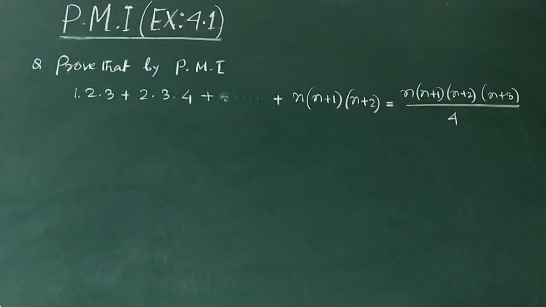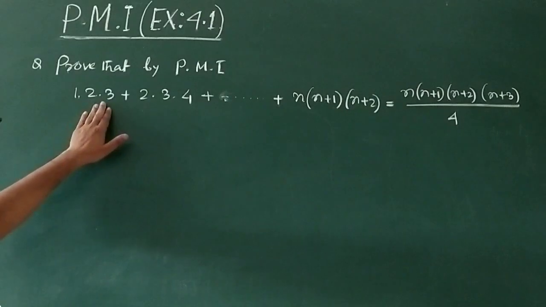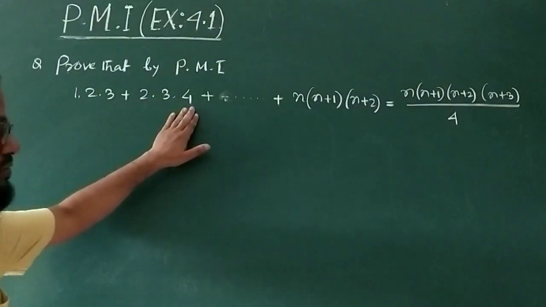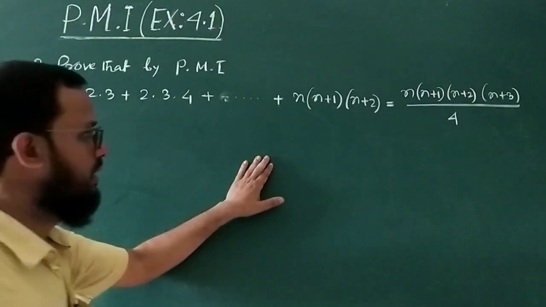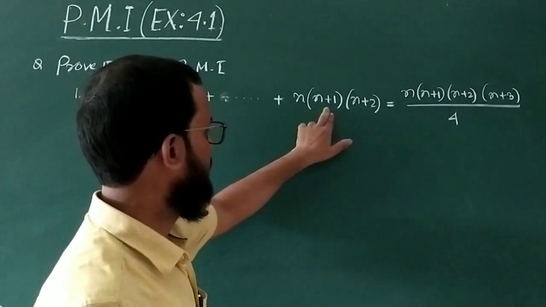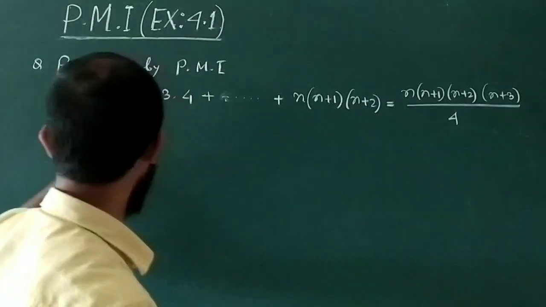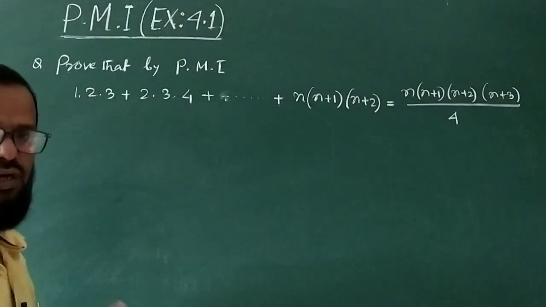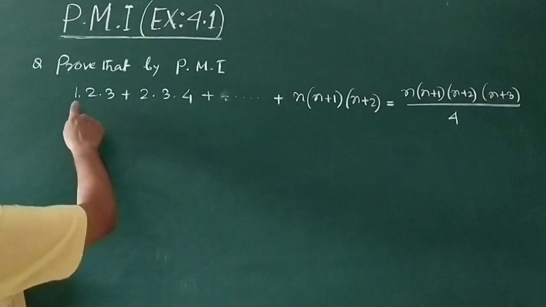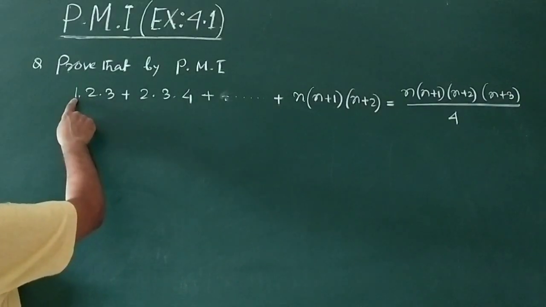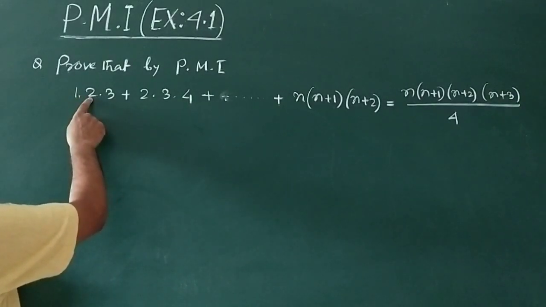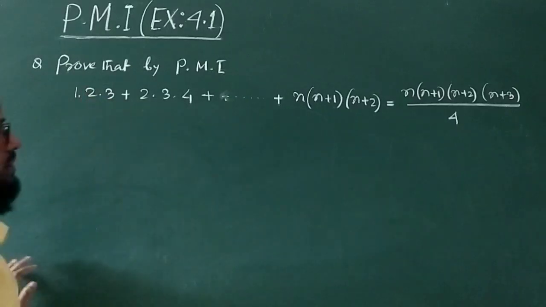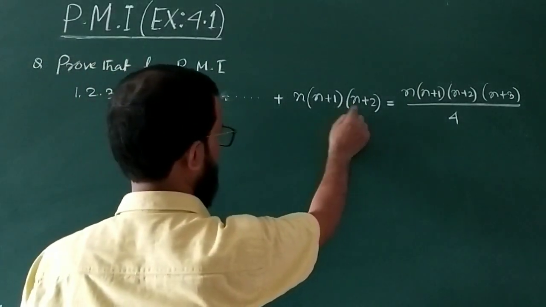This is a very nice question, and the question is that you are going to prove that 1 into 2 into 3 plus 2 into 3 into 4, and in this way the pattern will continue, and the last term will be n into n plus 1 into n plus 2. You see there is a difference: in every term, first 1, then 2, then 3, so the terms are increasing by 1. In the product, this is 1, then 1 plus 1, then 1 plus 2. Similarly, the last term will be n, then n plus 1, then n plus 2.